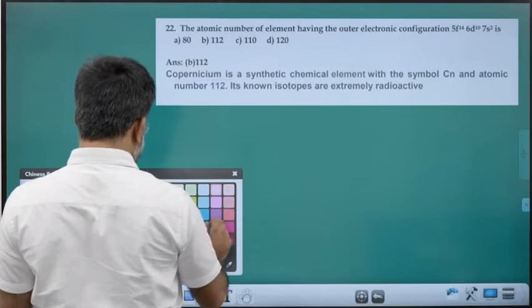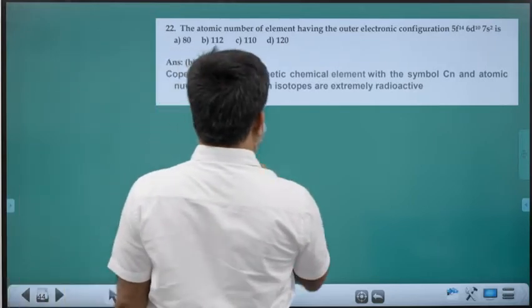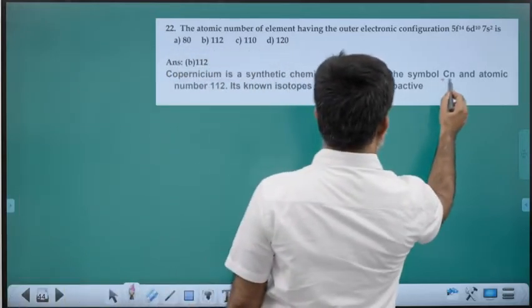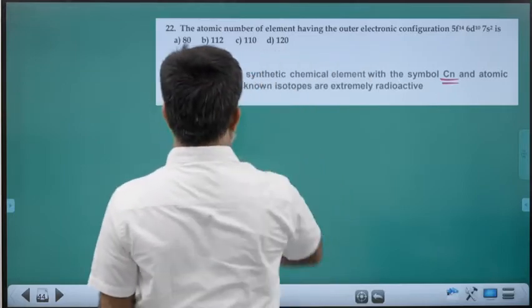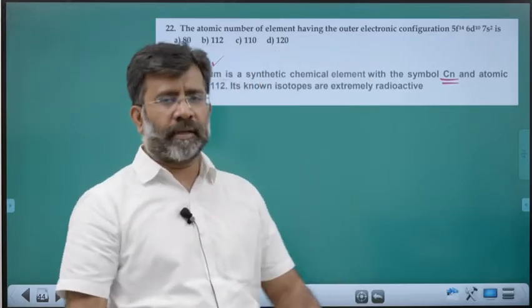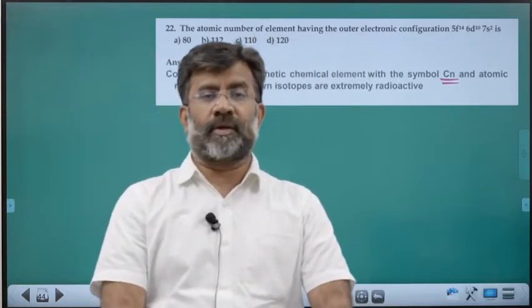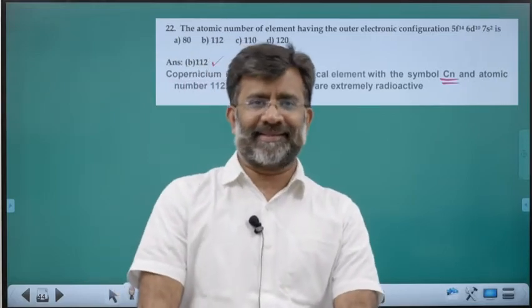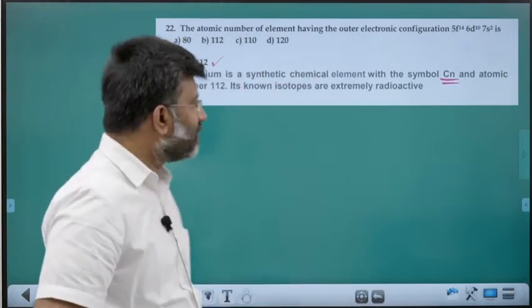Copernicium, that is the element. Known after Copernicus. Copernicium, Cn, atomic number 112. Extremely radioactive element. Next.